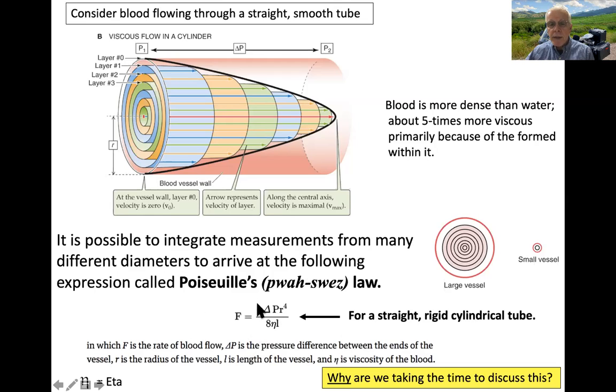Now, again, I've already done that with Ohm's law, right? I said it's directly proportional to the pressure difference, okay? And inversely proportional to the resistance. So some of this is coming back at us again.